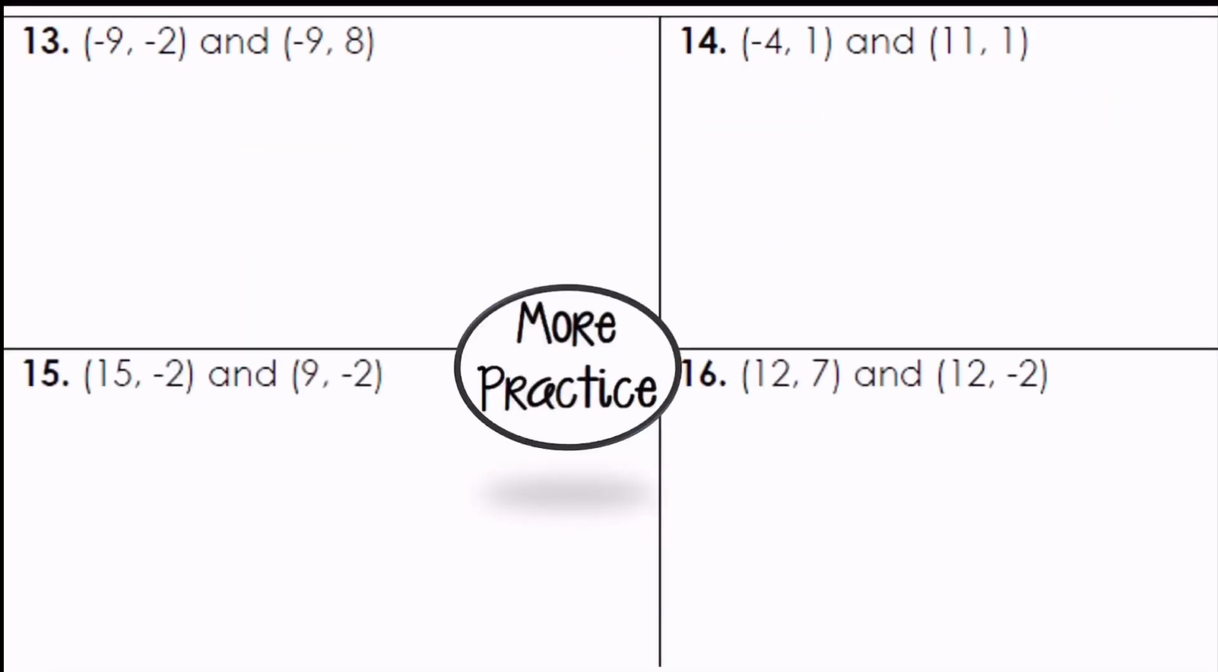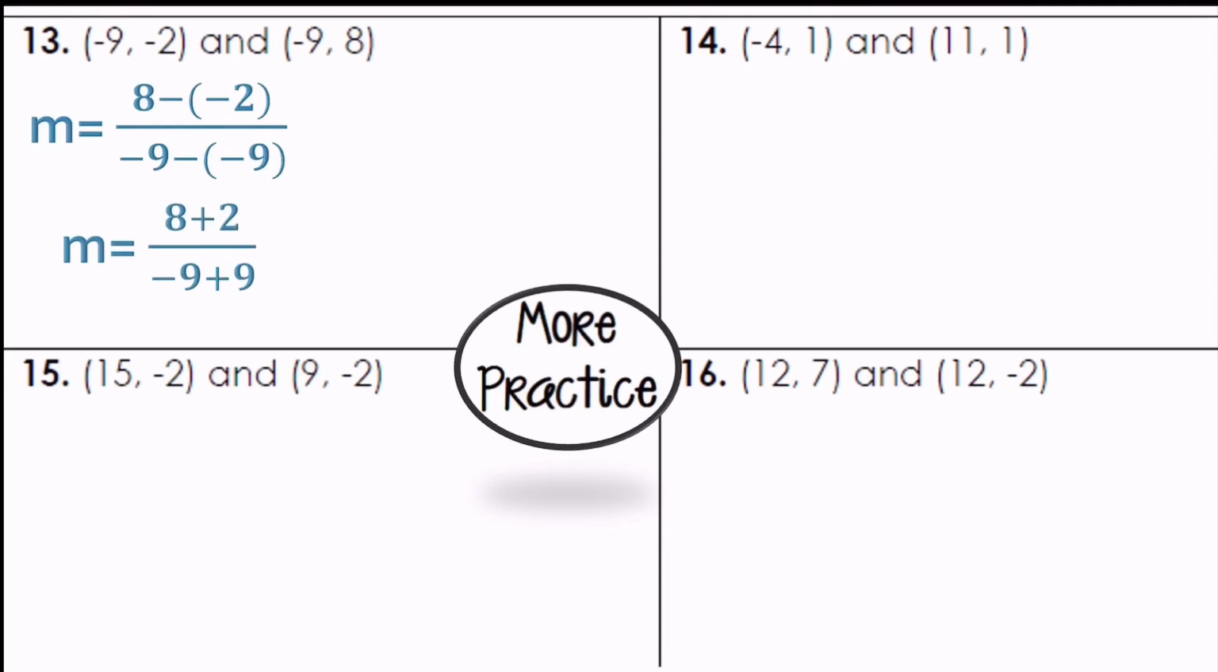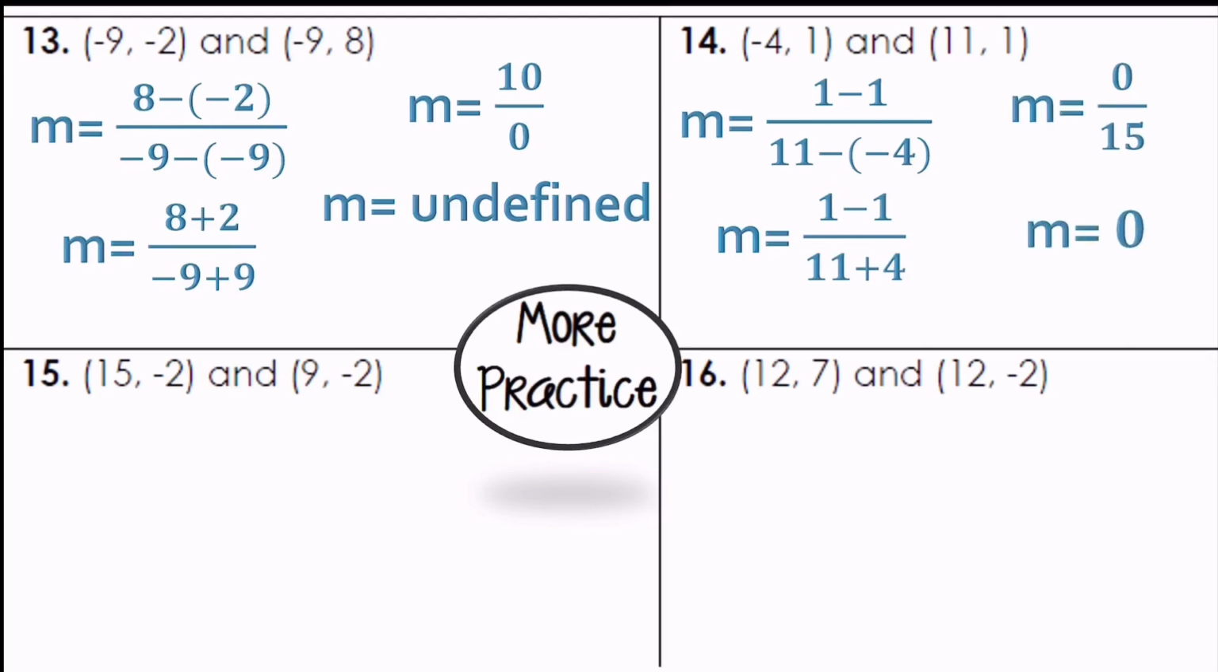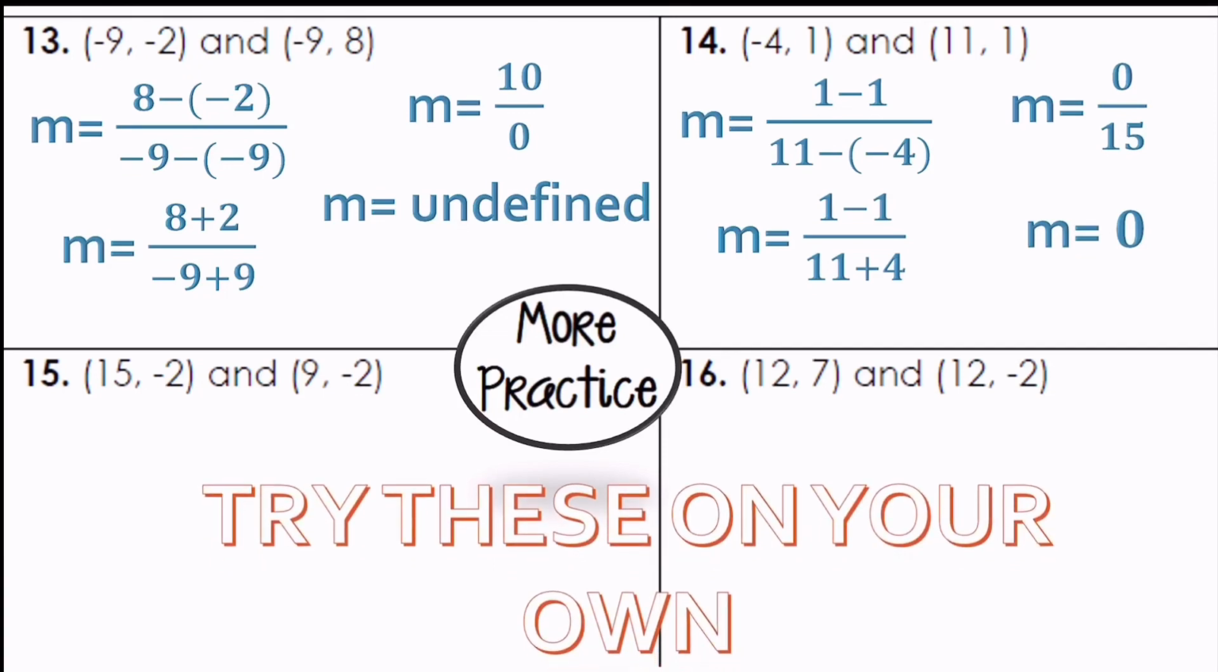So let's go look at these. If we set up my first one, I have 8 minus -2, -9 minus -9. I'm going to rewrite it so that I get 10/0. Ladies and gentlemen, my slope is undefined. When I set my slope formula up over here, I'd have 1 minus 1 over 11 minus -4. So I get 0/15. Therefore, my slope is 0. Okay. Try these on your own.